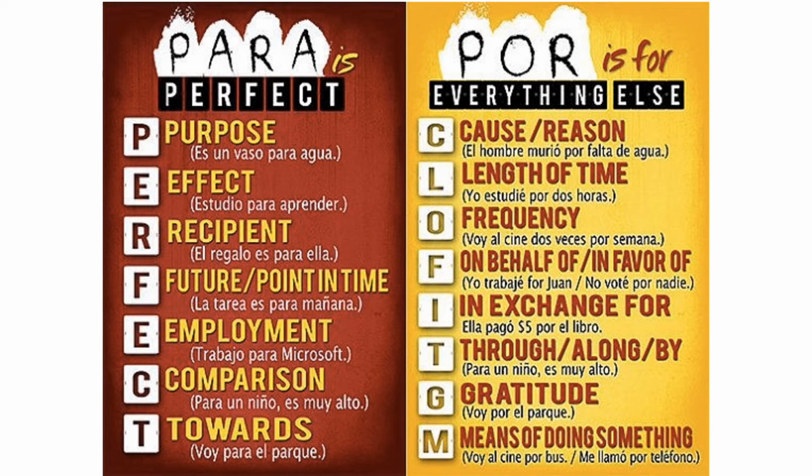If we look on the other side for por, on behalf of or in favor of, it says, yo trabajé por Juan. I worked for Juan. In that case, yo trabajé por Juan, I'm working in place of him. We use por because he was sick and I'm working on behalf of him. Whereas if I trabajo para Juan, that would mean that Juan is my boss and I'm working towards his end goals.